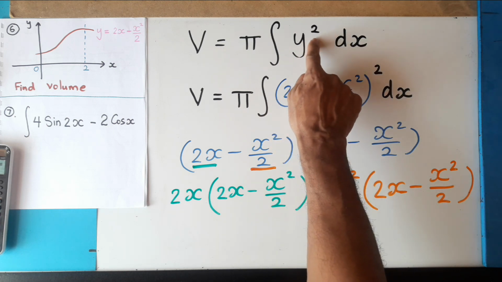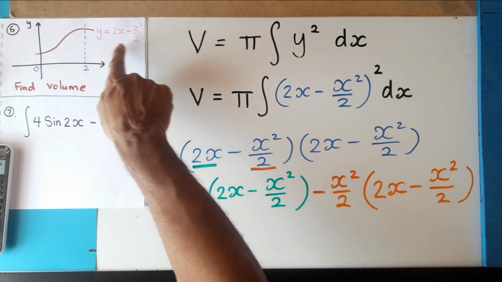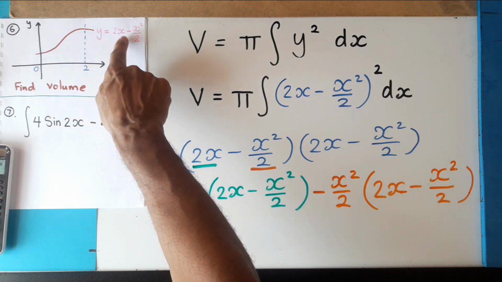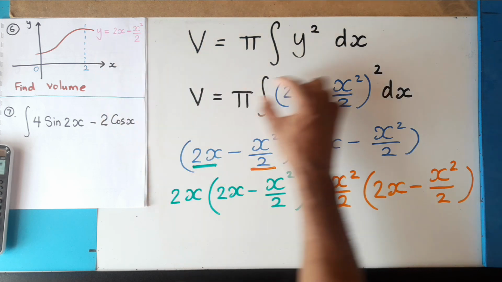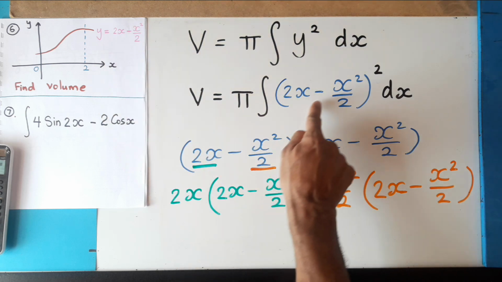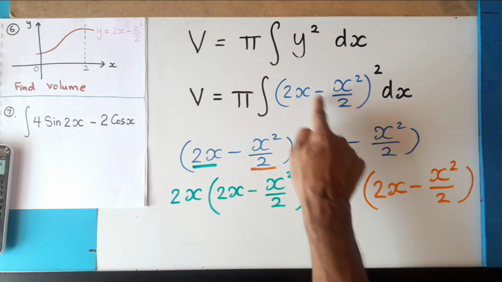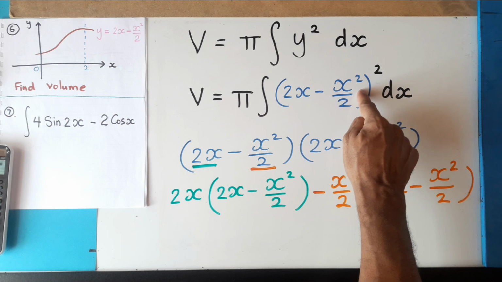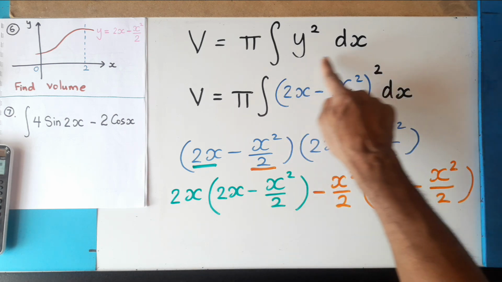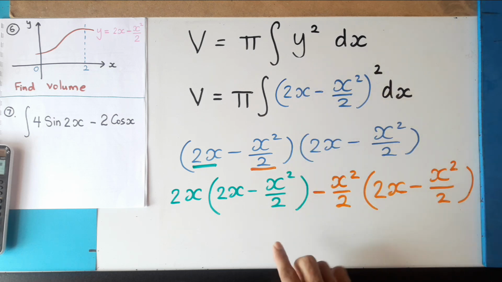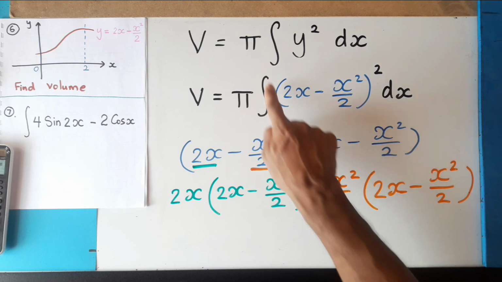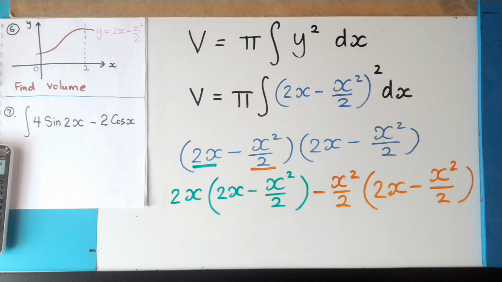Now notice there's a squared here. The examiner gave you the formula for the graph and this is equal to y. So y is equal to this. So what I did, I threw away y and replaced it with 2x minus x squared on 2. And don't forget the formula says that we need to square it. So I think we need to simplify this first, and then once we expand the brackets and simplify it, we will attempt to integrate it.